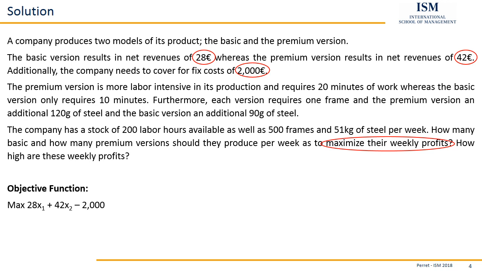This function contains the variable part, which here depends on x1 and x2, and also on our net revenues. And we have the fixed part, that's our fixed costs. And we're only using those variables we defined in the step before. So we are only using our decision variables. This will always be the case. Okay, so much for our objective.